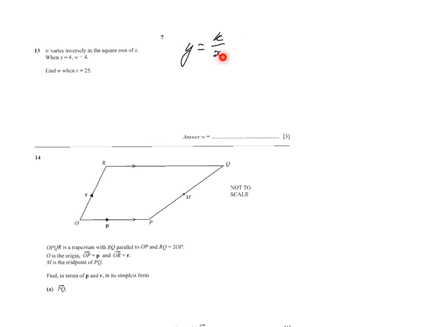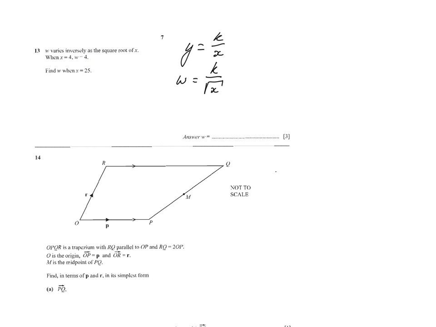Well, your first step, by the way, is to write this down. So your second step is to replace y and x for the variables they mention in the question. They say w varies inversely as the square root of x. So w equals a particular constant over the square root of x. Okay, well done. That's already your first point out of 3. Now we have to find the value of that constant first before we can actually answer the question. And how do you find the value of that constant? By substituting the two values they give to you.